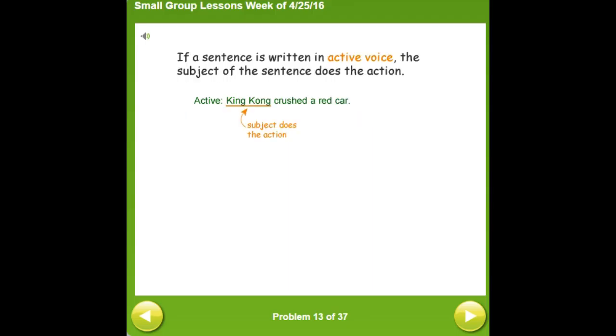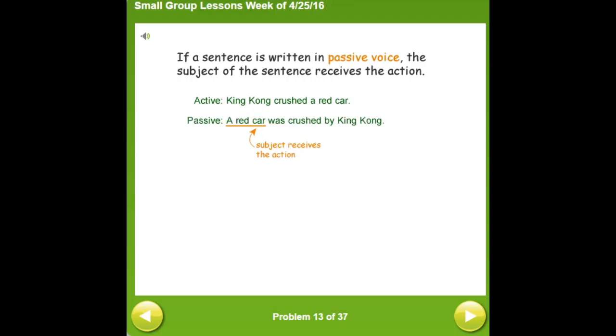If a sentence is written in active voice, the subject of the sentence does the action. For example, King Kong crushed a red car. The subject of this sentence is King Kong, and he does the action crush.